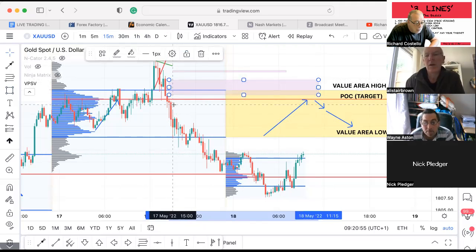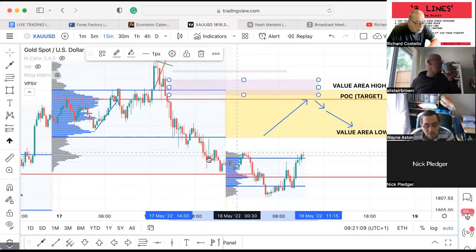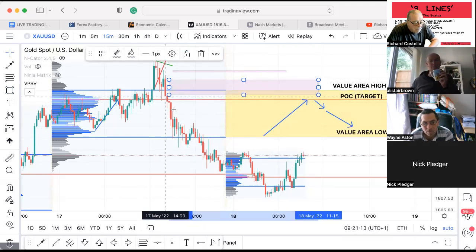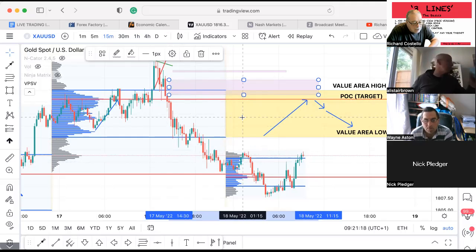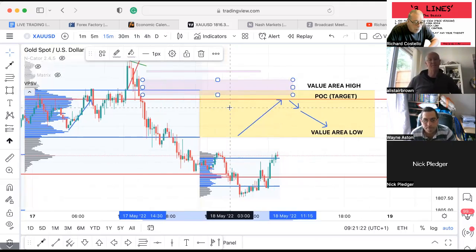And there are others. I won't waste your time and draw them in, but you can draw them in yourself. And from the top of that candle, or the bottom of the wick, down to that wick there, there's another area. So the point I'm trying to make is there are several areas of imbalance which are caused by this big downturn yesterday. So we need to bear those in mind when we're looking at which way price is going to go.